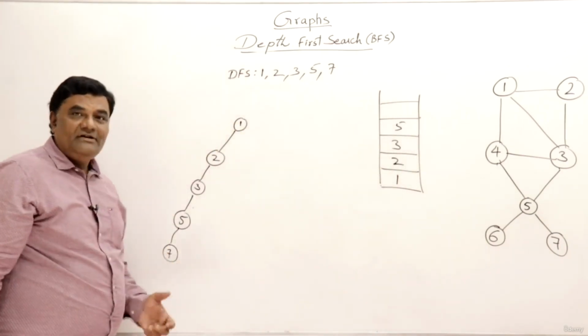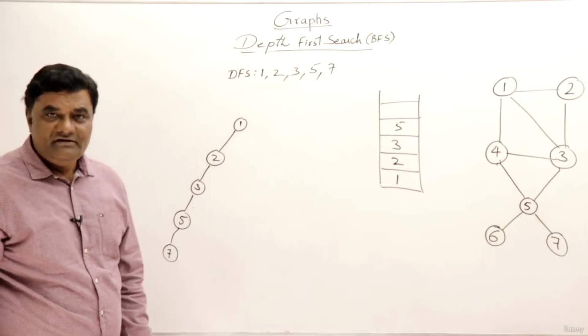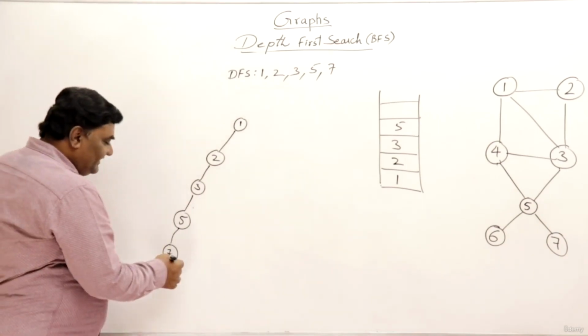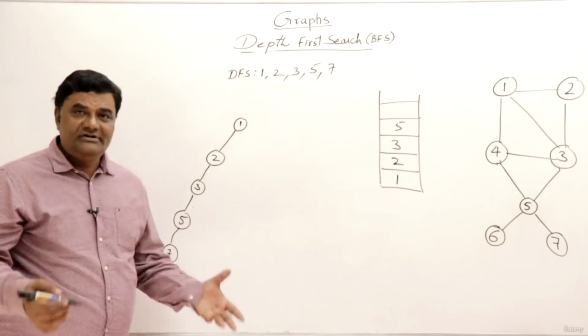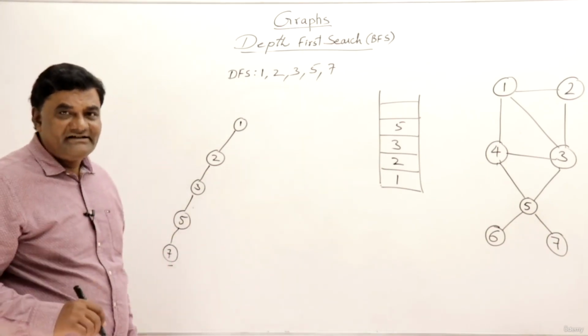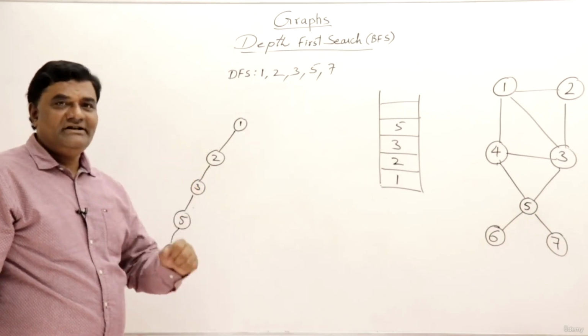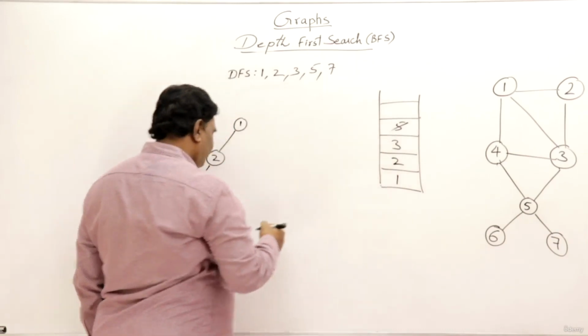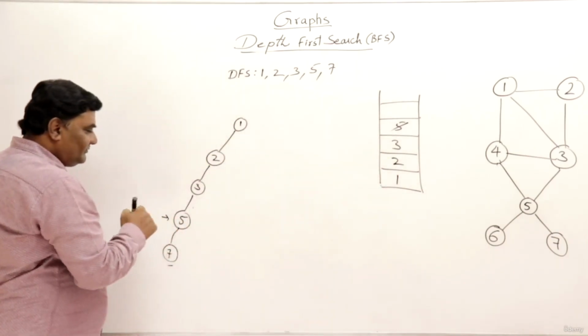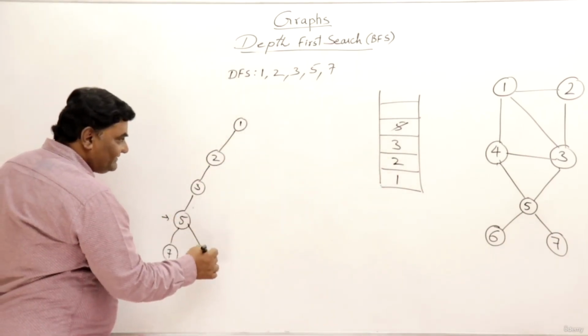Start exploring 7. From 7 I cannot go anywhere. Then 7 is completely explored. If you have visited all adjacent vertices or there is no adjacent vertex, we say it is completely explored. Then go back and continue the exploration of the previous vertex. Where is it? In the stack. Pop out. We are on 5 now. Start exploring 5. Next vertex is 6.